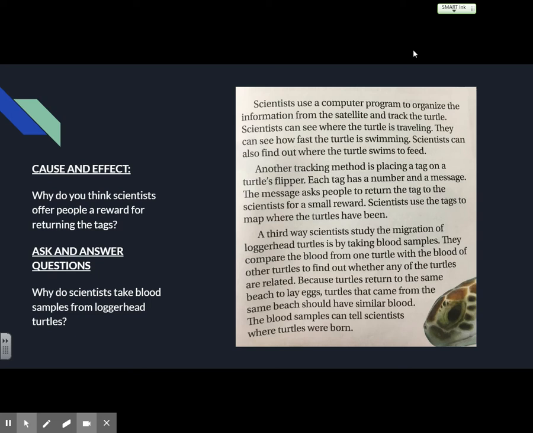A third way scientists study the migration of loggerhead turtles is by taking blood samples. They compare the blood from one turtle with the blood of other turtles to find out whether any of the turtles are related. Because turtles return to the same beach to lay eggs, turtles that come from the same beach should have similar blood. The blood samples can tell scientists where the turtles were born.